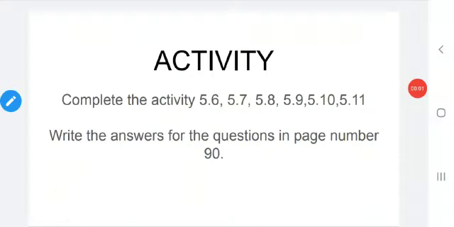Dear children, your activity for this class is: complete the activities 5.6, 5.7, 5.8, 5.9, 5.10 and 5.11, and write the answers for the questions on page number 90. If you have any doubt, feel free to ask me during the meet class, or you can also ask me by calling or messaging. Do the activity and submit to me within 5.